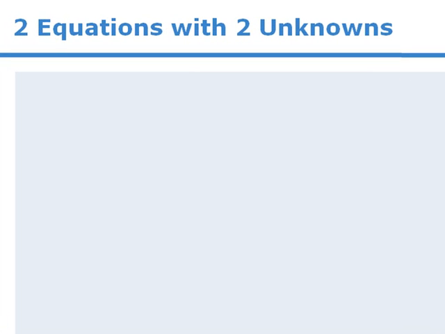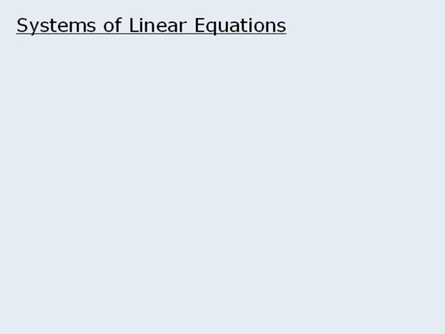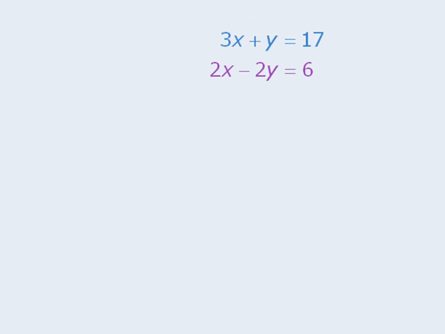In this lesson, we will learn two techniques for solving two equations with two unknowns. These are often referred to as systems of linear equations. Now, a linear equation is an equation that can be written in the following form, and a system of linear equations is a pair of two linear equations. So, for example, this is a system of linear equations.